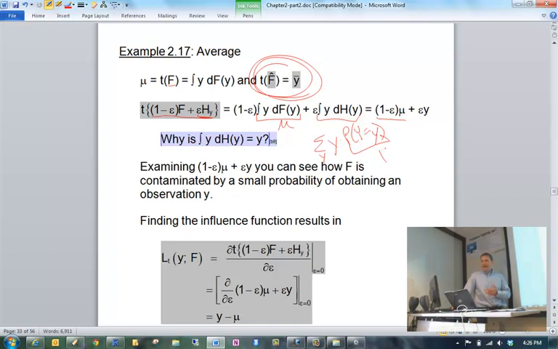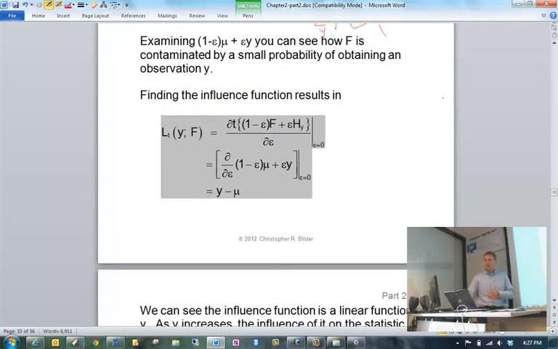So you can kind of get an idea then of what's happening here. Normally, we would have mu for T of F. But now it changes a little bit depending upon whatever this little point y would be, and obviously what epsilon would be. Well, what's this rate of change then? That's where the derivative comes in. This is what the influence function is.